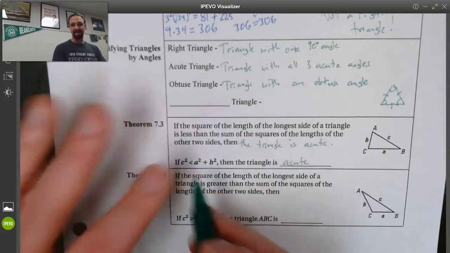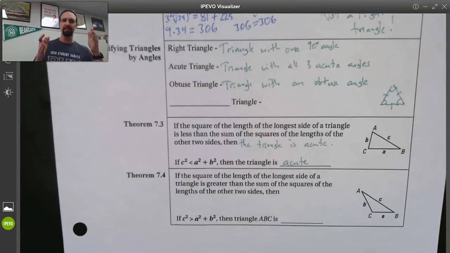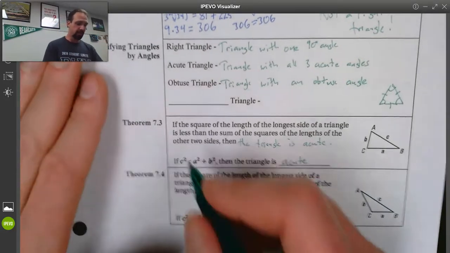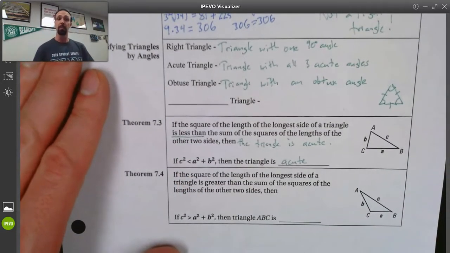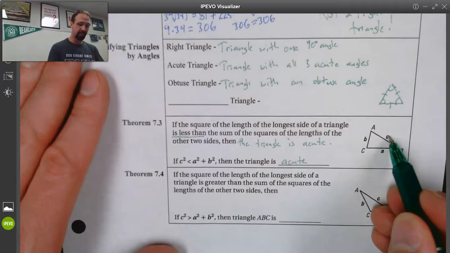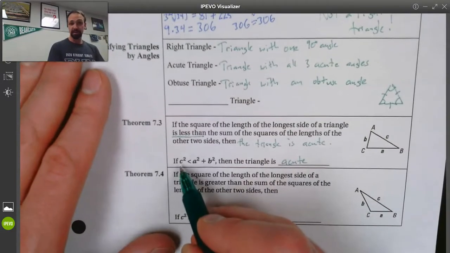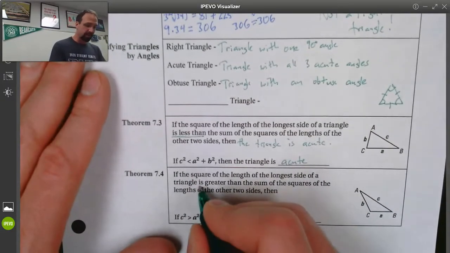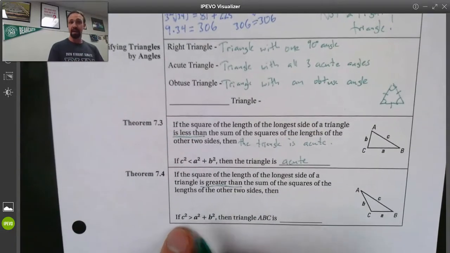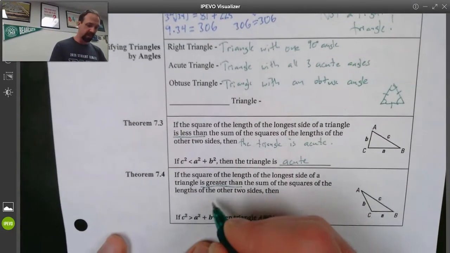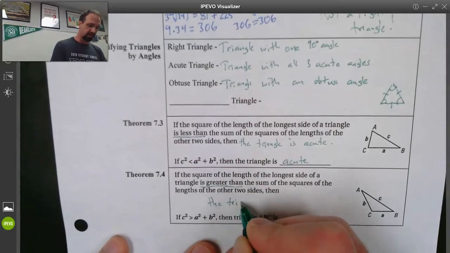Notice that we're being really specific on the order here. We're doing the c squared part first, and then we add in the sum of the other two sides. Order on this is super important. We're doing what we know to be the longest side, C, first. So keep that in mind as we go through this. And then greater than: if now this side is greater than the sum of the other two, then the triangle is obtuse.